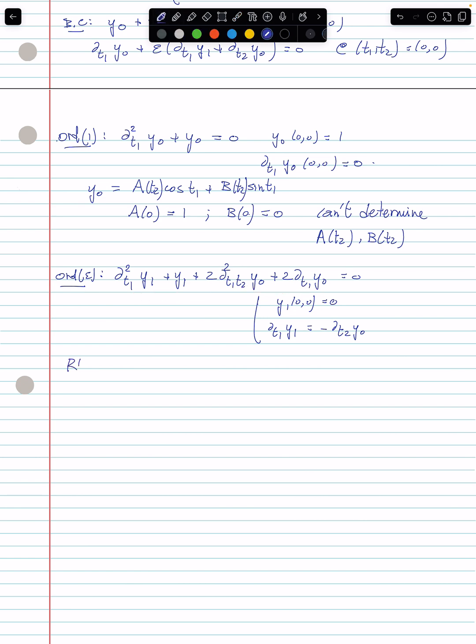So let me write the right-hand side here. It's a good point to compute the partial derivative of y0 with respect to t1, which is in fact minus a. I'm going to drop the argument of a just to make it shorter. But keep in mind this is a function of t2, minus a sine t1 plus b cos t1. All right, so if we push this to the right-hand side, then we have minus twice the derivative. So this means plus 2a sine t1 minus 2b cosine of t1.